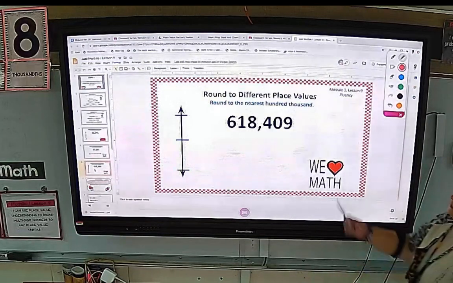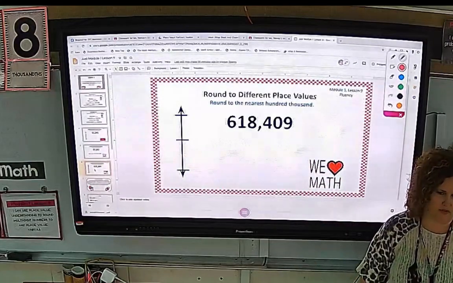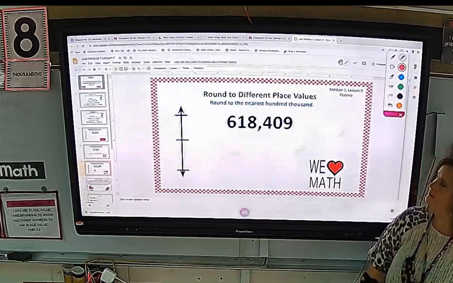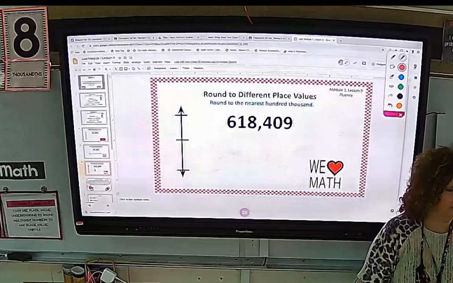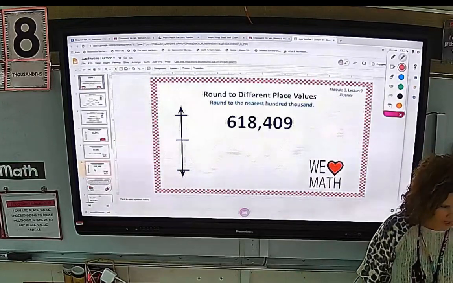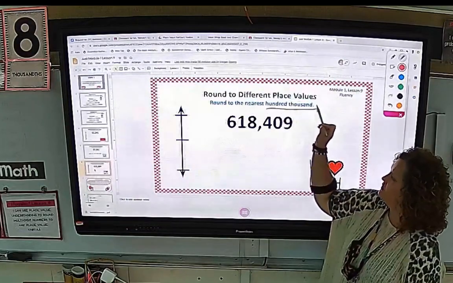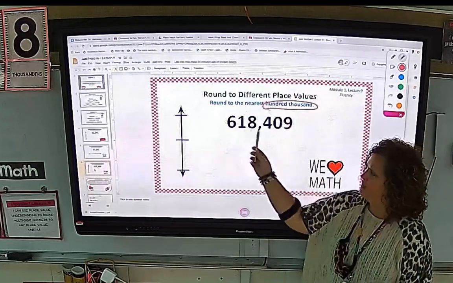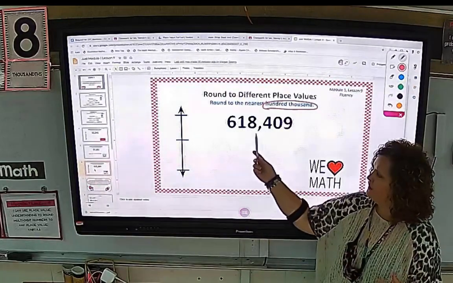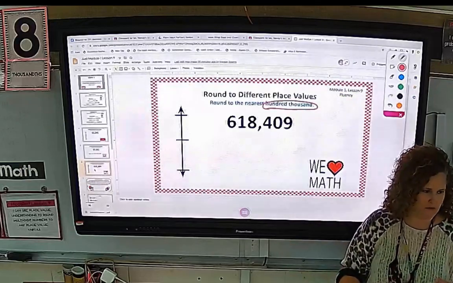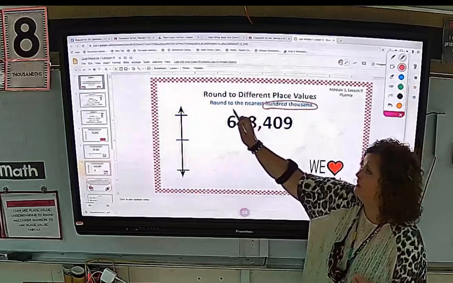Okay, same thing. A little bit larger, but before we start, Brandon, what do our directions tell us? Round to different place values, round to the nearest 100,000. Okay, everybody freeze. Move your eyes up here. If we're going to round to the 100,000s place, which digit is in the 100,000s place, Kennedy? Which one? The 6, the 1, or the 8? 100,000s. Right here. Okay.